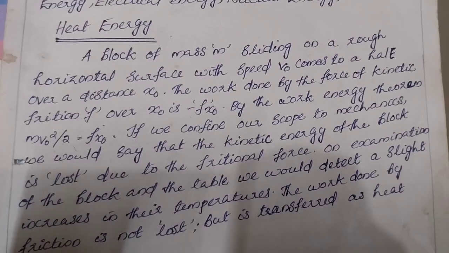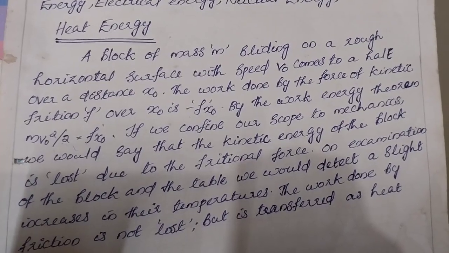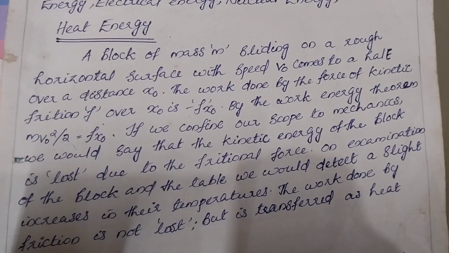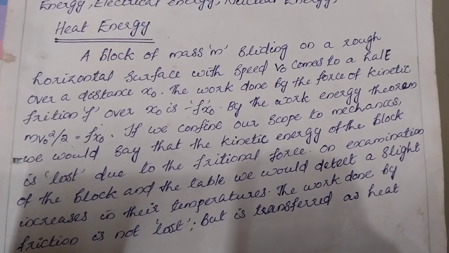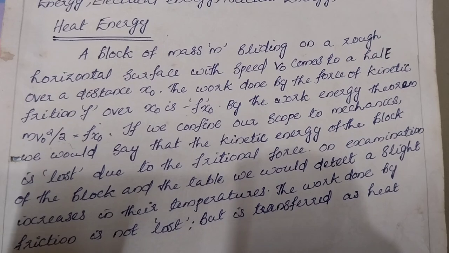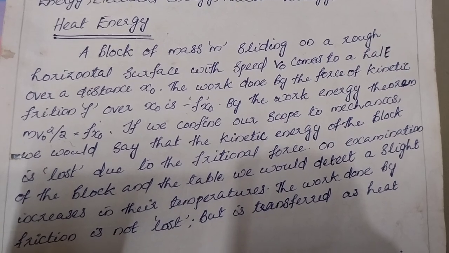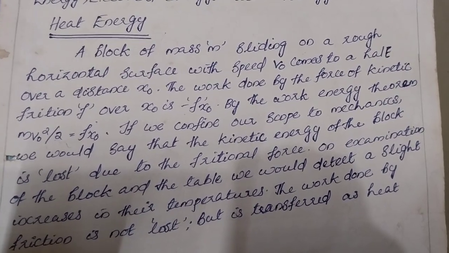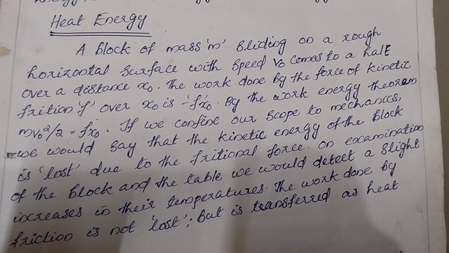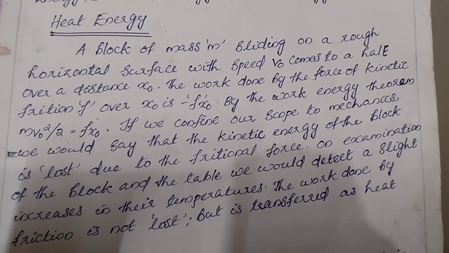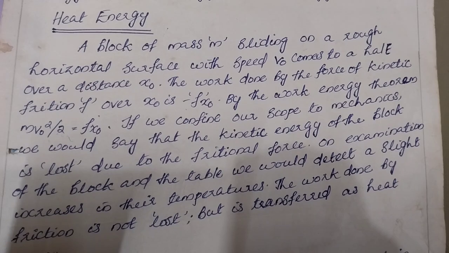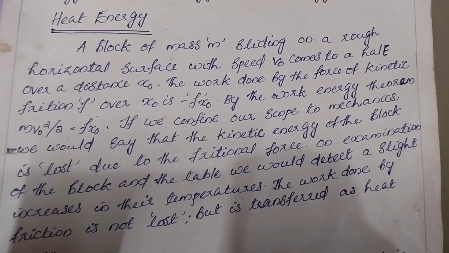Heat energy. A block of mass m sliding onto a rough horizontal surface with speed v0 comes to a halt over a distance x0. The work done by the force of kinetic friction F over x0 is F x0. By the work-energy theorem, mv0²/2 is equal to F x0.